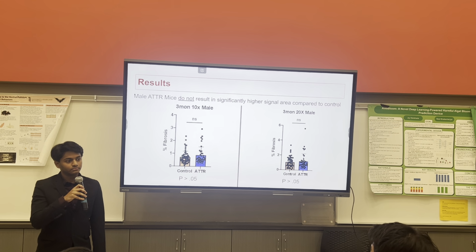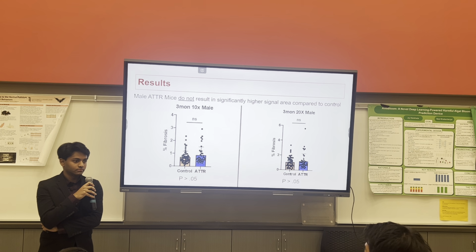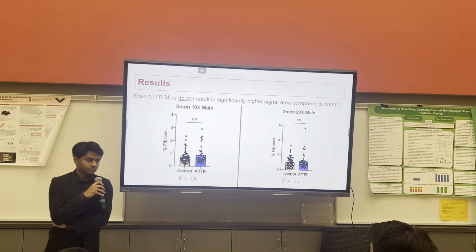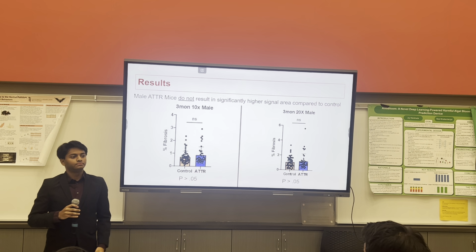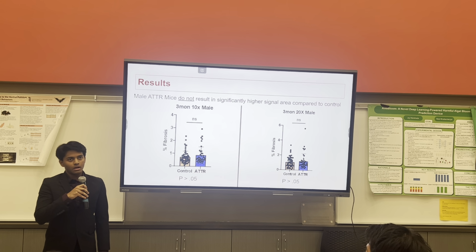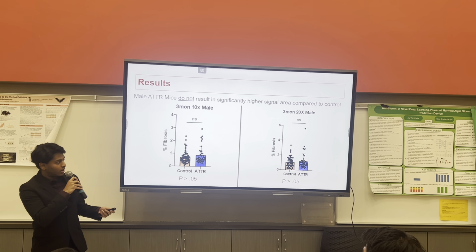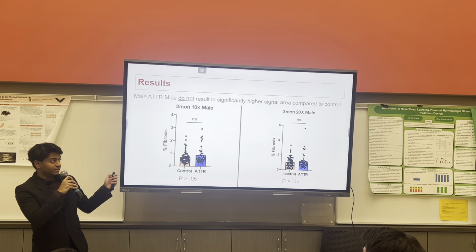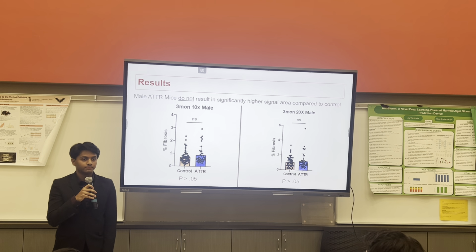Is there a specific reason why female mice have that significantly higher signal here compared to male mice, which don't? We don't know for sure yet, but right now within humans, it's more common within male patients. So the female mice result can be more applicable to female patients who might have the disease.